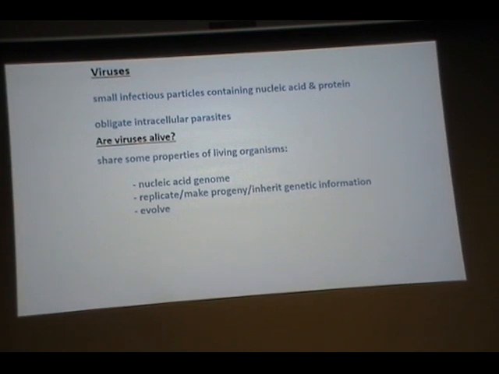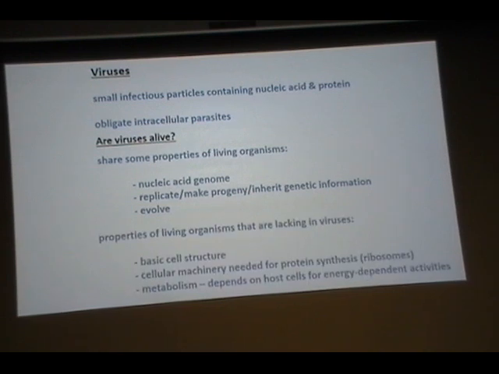They contain nucleic acid, and the nucleic acid is covered by protein. These are obligate intracellular parasites, so they rely completely on the host cell in order to replicate themselves. And for a long time, people will say, well, are viruses alive? Are they not alive? They're sort of one of these things that's on the edge of life. And generally, we think about living organisms, we characterize based on their characteristics. And so, viruses share a number of properties with living organisms, including their nucleic acid genome, their capacity to replicate, make progeny, inherit genetic information, which means that they can mutate and evolve, and that's very lifelike.